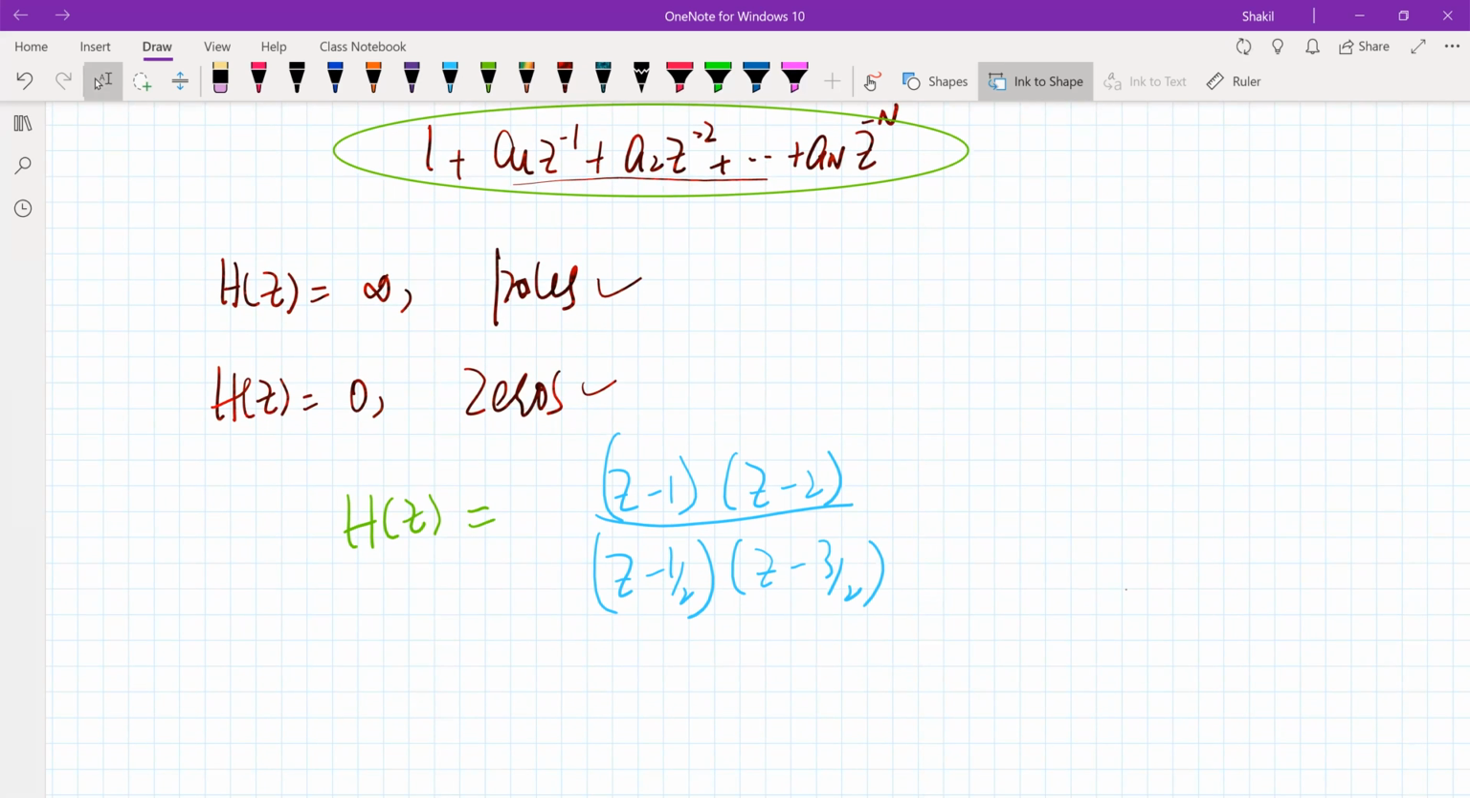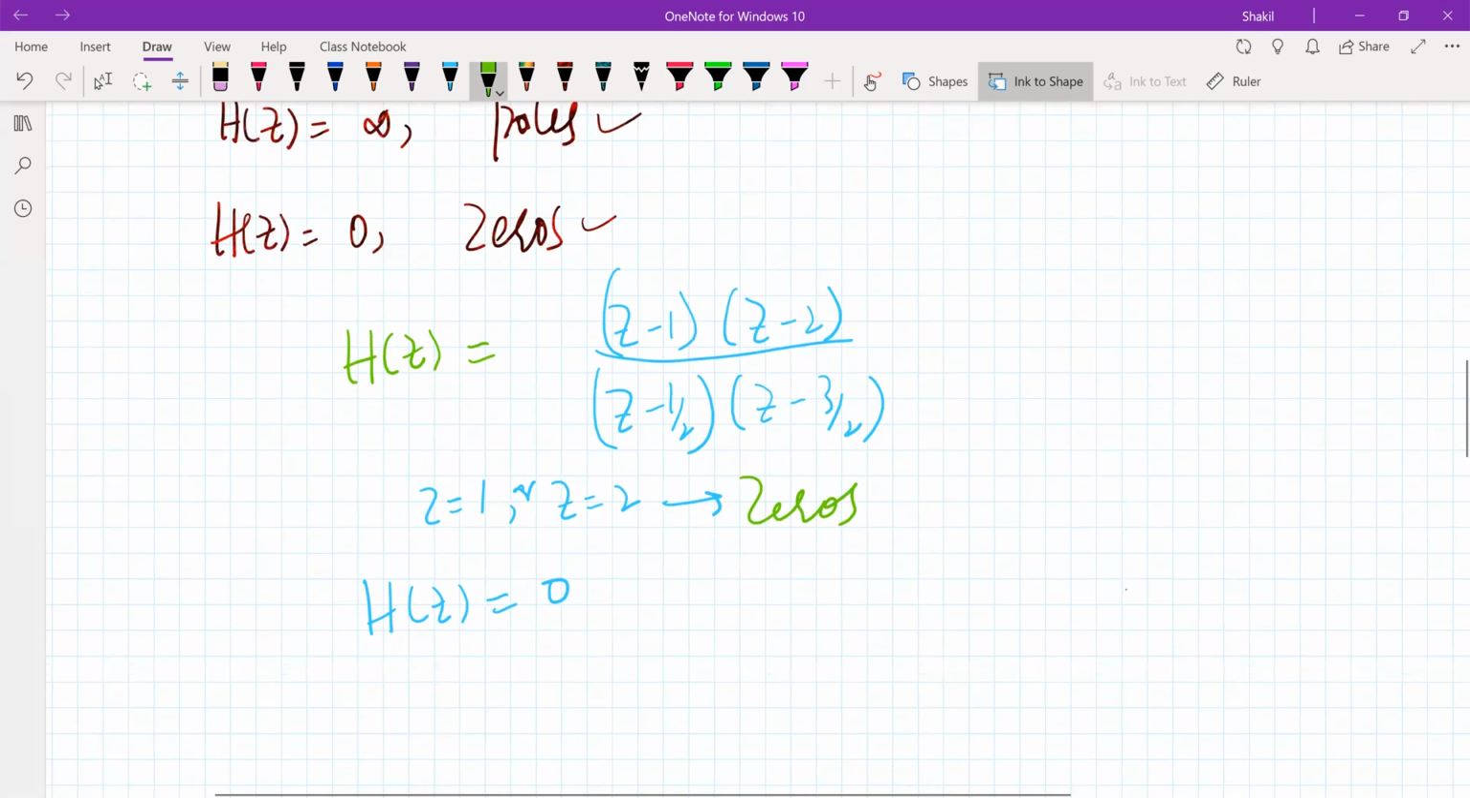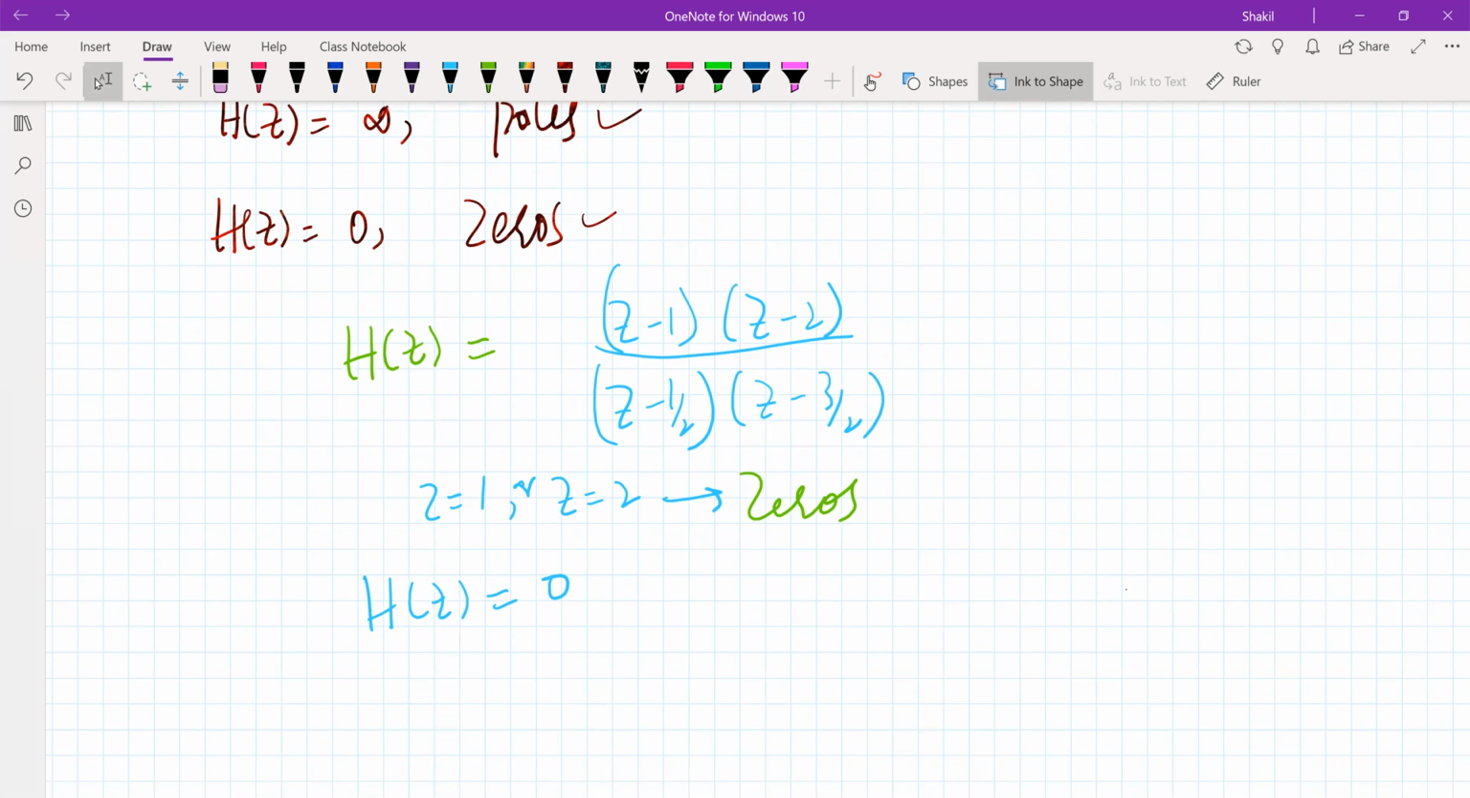Now you can see when z is equal to 1 or z is equal to 2 or both, we know the transfer function will be equal to 0. So z equal to 1 and z equal to 2 are the zeros of the system, because at these values the transfer function will become 0.